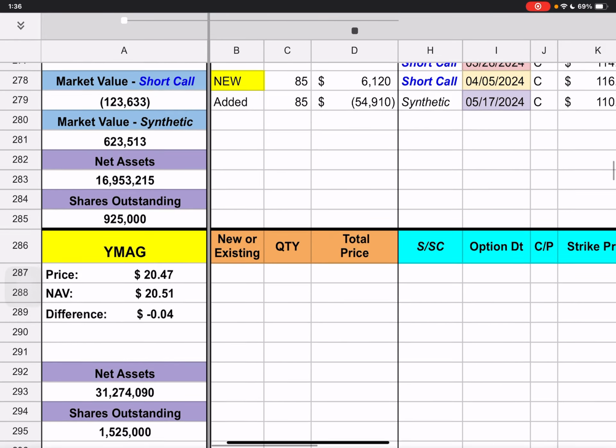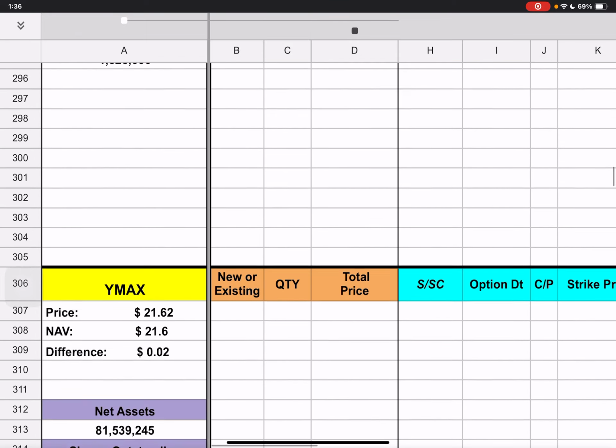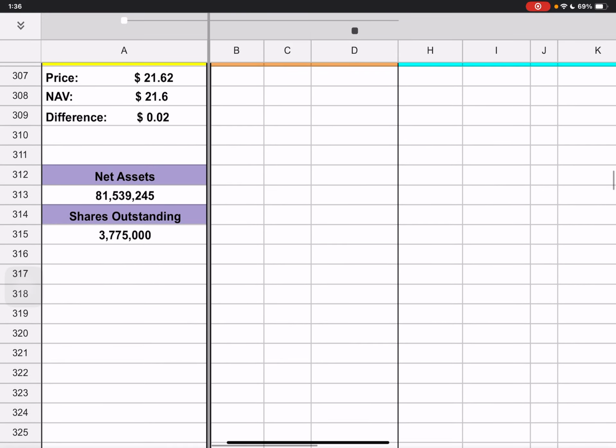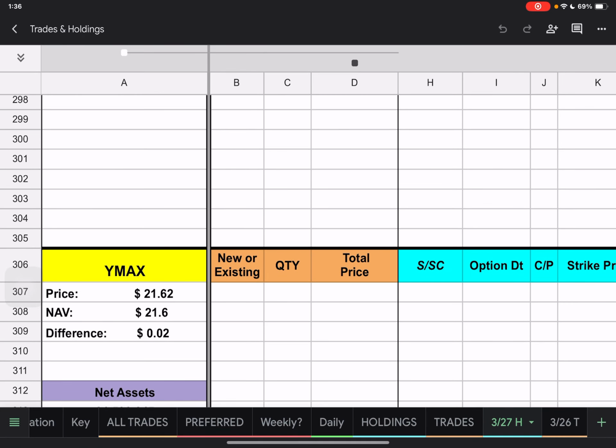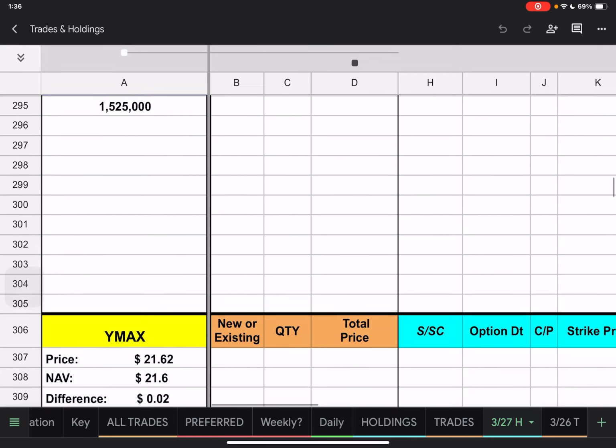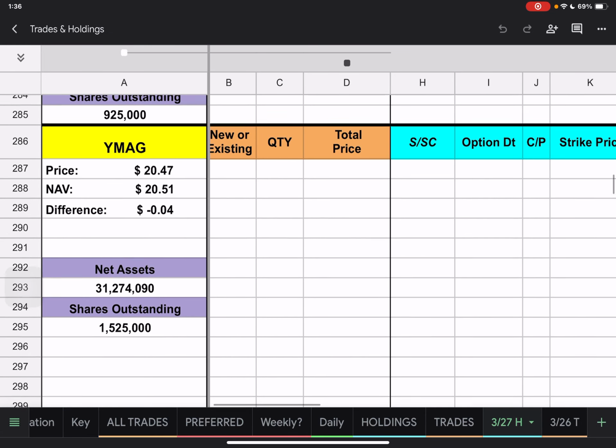And then if we move down to YMAG, it closed today at $20.47. And YMAX closed at $21.62. Which makes me wonder, because we have so many of these at their 52-week high. I've noticed some of them, but there might be more that are above their 52-week high, and I just don't know because I just don't follow them that much. YMAX's 52-week high is 21.77, which is also what their high was today.